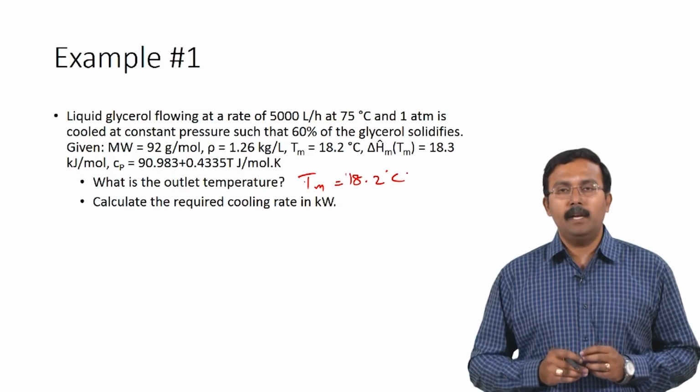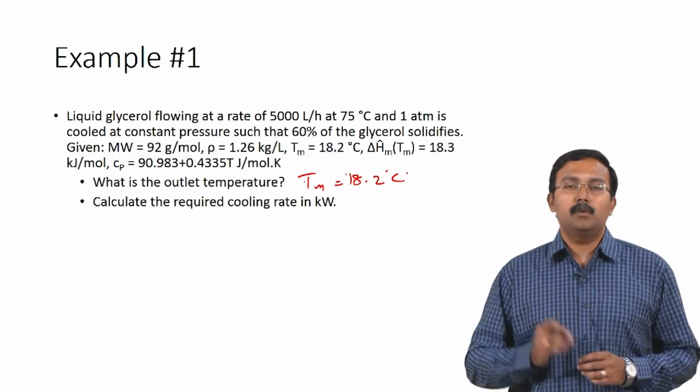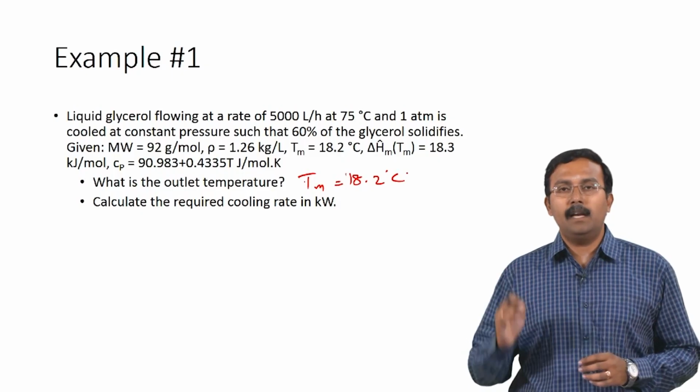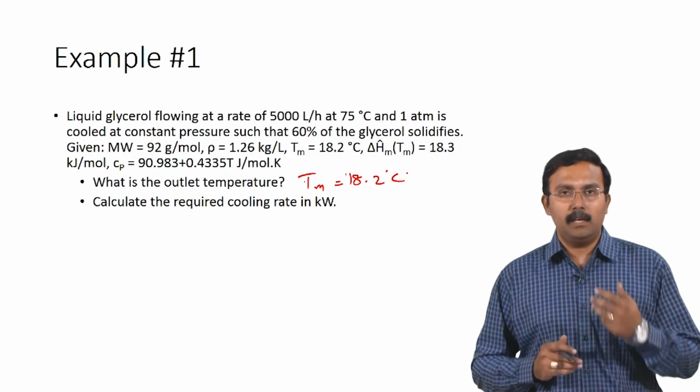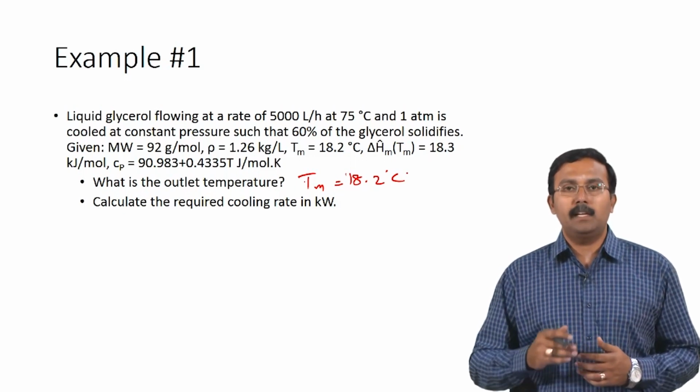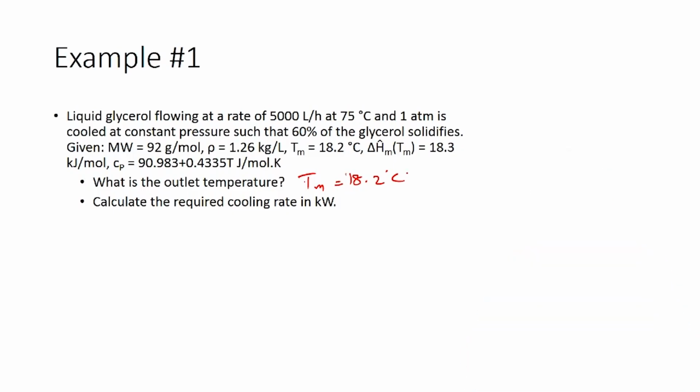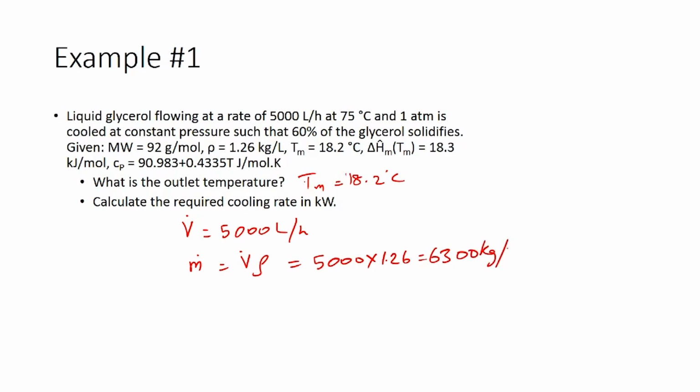So, this volumetric flow rate needs to be converted to molar flow rate, so that we can use the delta Hm cap and the Cp values directly. For doing that, this volume first needs to be converted to mass, and then from there we can convert mass into moles. So, we have the density. The volumetric flow rate, which is 5000 liters per hour, can be converted to mass flow rate, which would be volumetric flow rate times density, which equals 5000 times 1.26, giving you 6300 kilograms per hour.